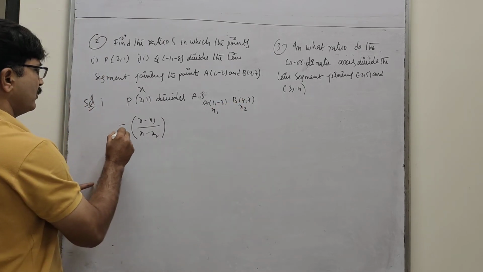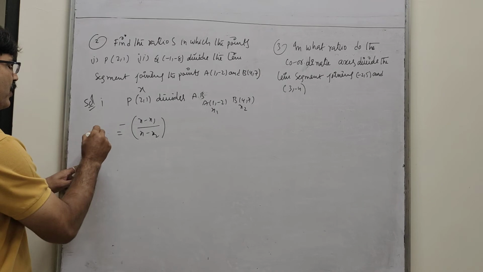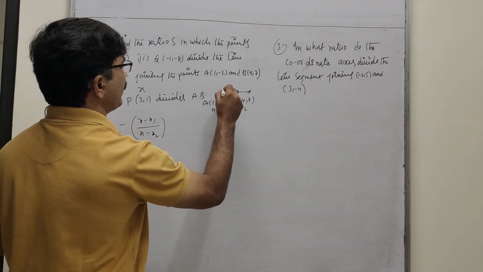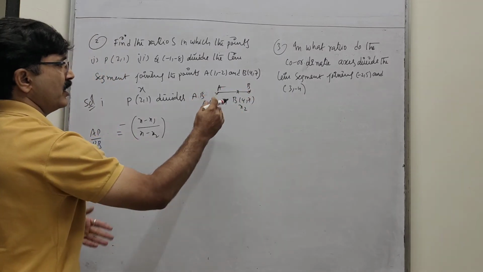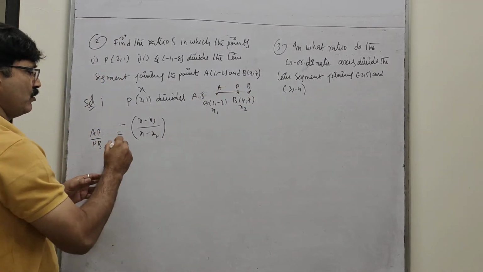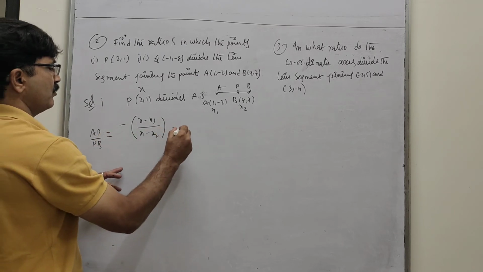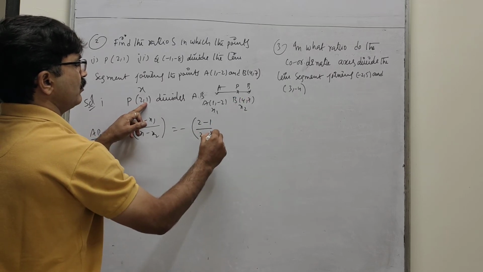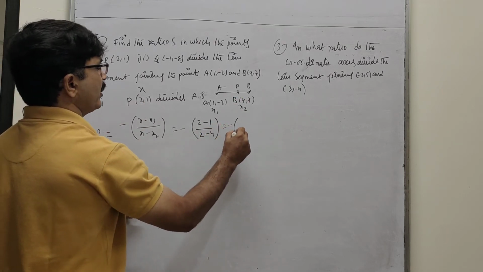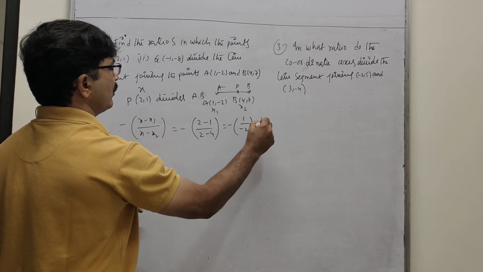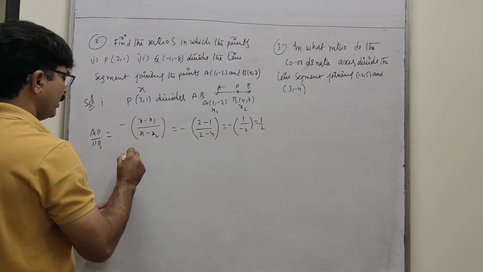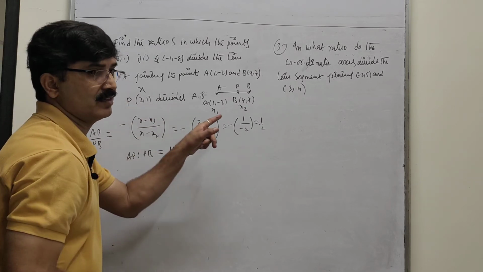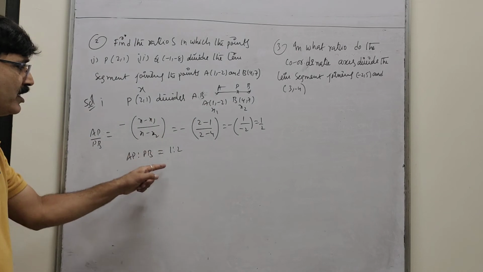So the meaning of this is AP by PB. P divides AB means somewhere here P. I don't know exactly whether it is nearer to B or nearer to A. Ratio I am going to find. So this is minus of (2 - 1) by (2 - 4). See what I am getting here? 1 by minus 2, that is 1 by 2. AP is to PB ratio, we got it as 1 is to 2. Internally we got it, because the ratio is positive.